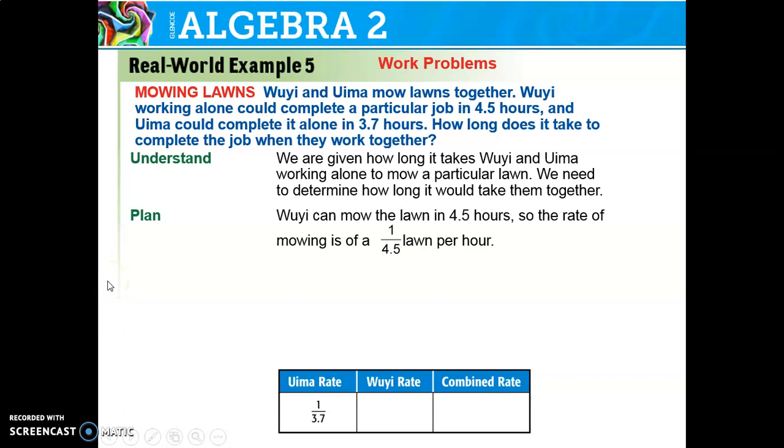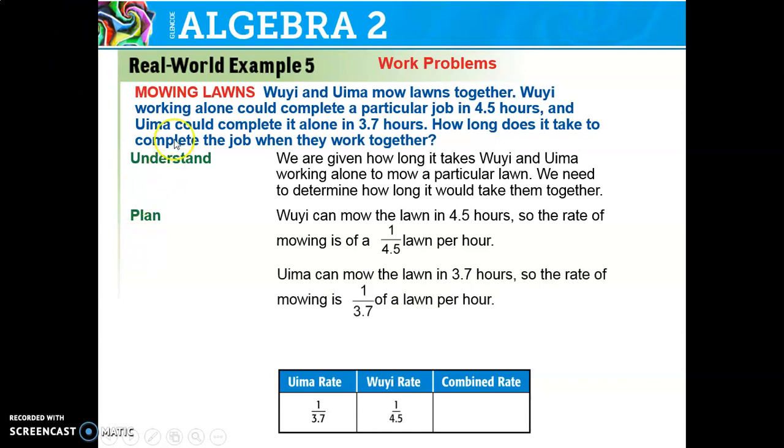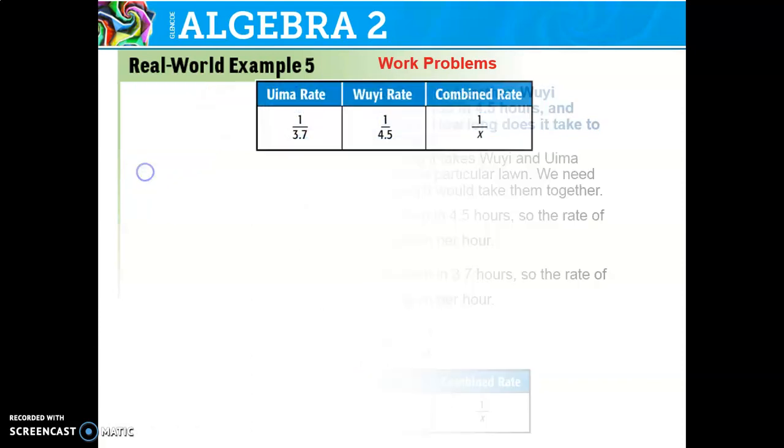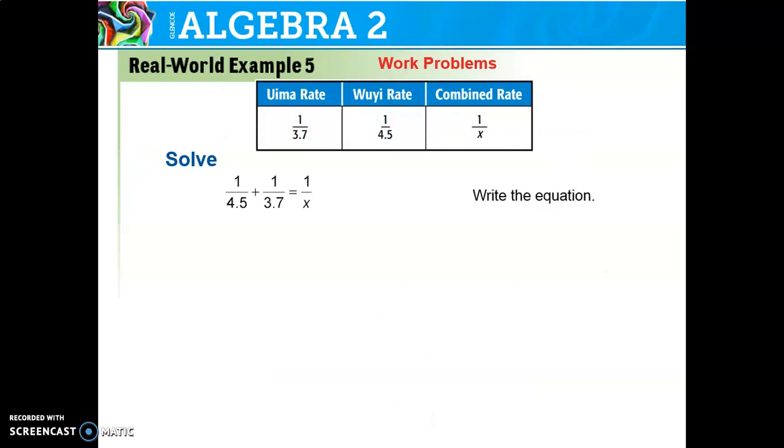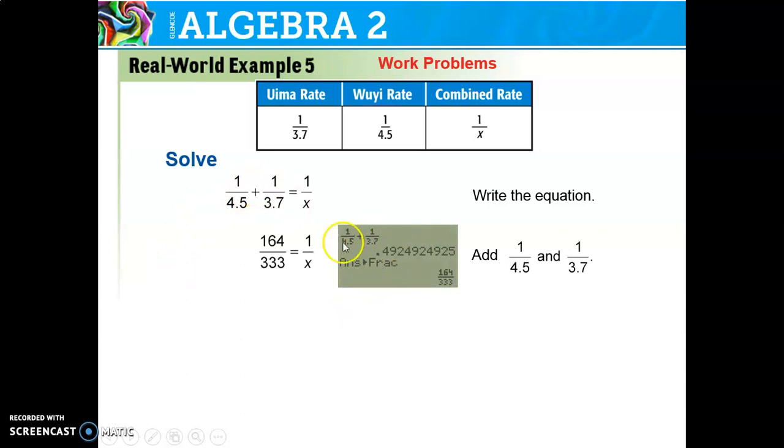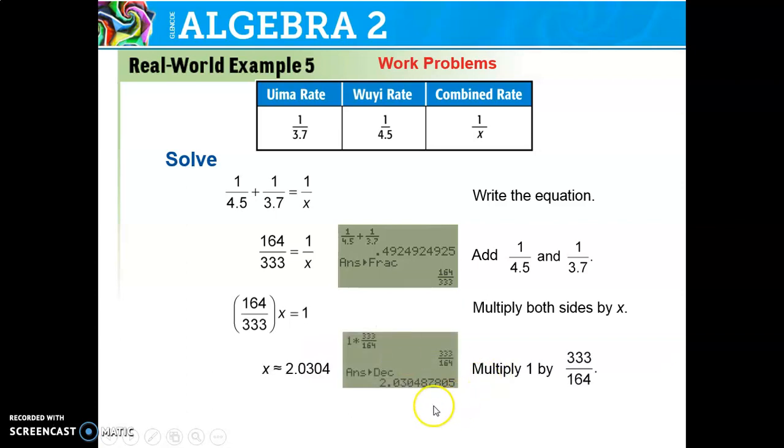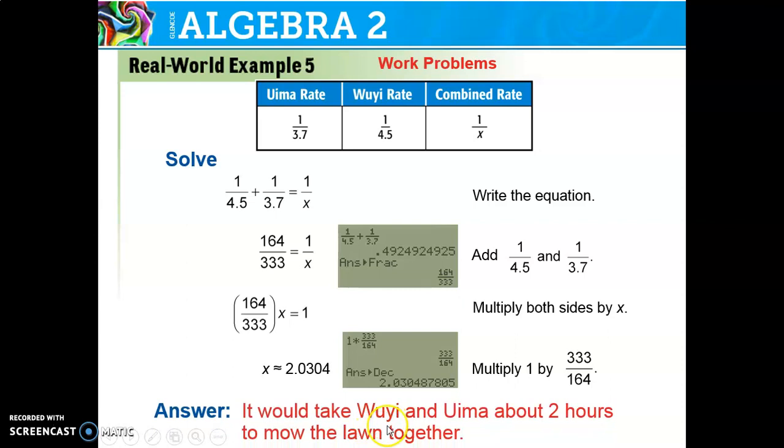You have to look at their rates. Wooey can mow the lawn in 4.5 hours, so the rate of her mowing a lawn is 1 over 4.5 lawns per hour. Similarly for Uema. And then the combined rate is 1 over x. So we know that we've solved 1 over 4.5 plus 1 over 3.7 equals 1 over x. We can combine the fractions because these are just two numbers, and then cross multiply or multiply both sides by x, and we get about 2 hours, 2.03, but about 2 hours.